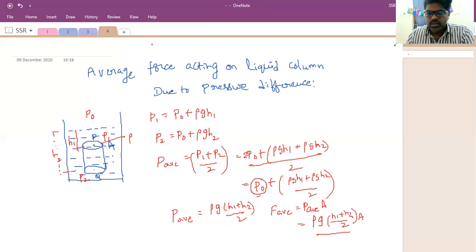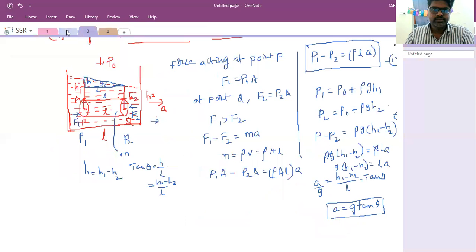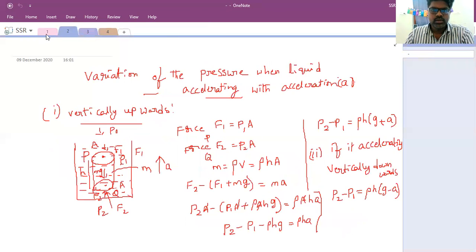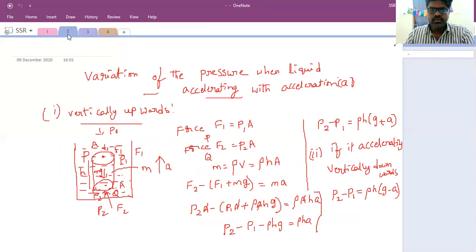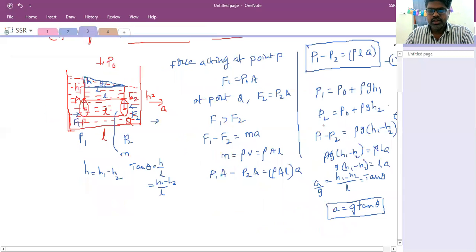So this is the end of today's topic. I will recap what we discussed. We discussed the variation of pressure with depth with an example. If the liquid column is accelerating vertically upwards, P2 minus P1 is equal to rho H into (G plus A). If it is accelerating vertically downwards, P2 minus P1 is equal to rho H into (G minus A). If it is moving horizontally, then P1 minus P2 is equal to rho L A. And we related A is equal to G tan theta if it makes a certain inclination.